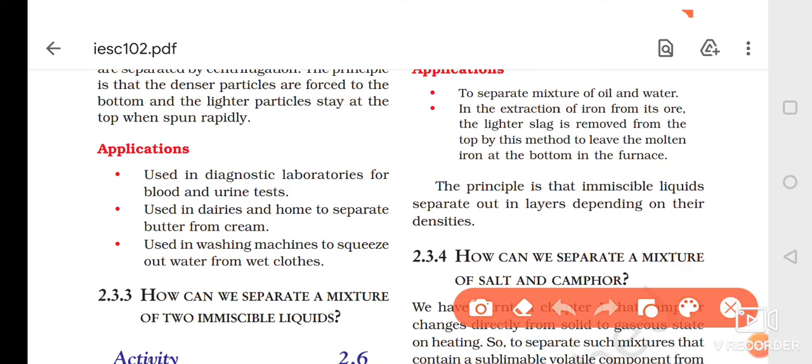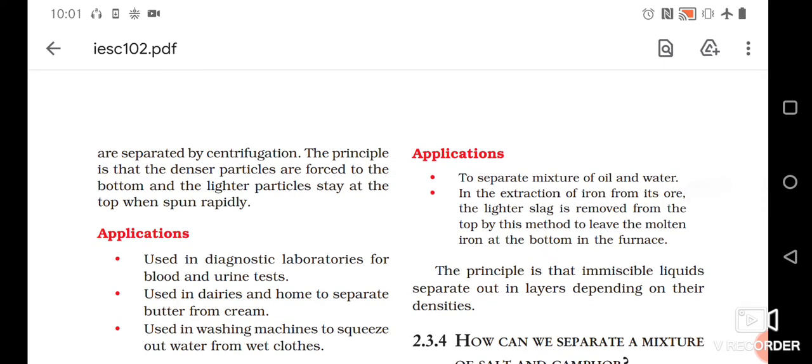We use centrifugation in laboratories to test blood and urine, in dairies to separate butter from cream, and in washing machines to squeeze out water from wet clothes. So in your washing machine at home, when you put the clothes in a dryer, it uses the principle of centrifugation only. The lighter particles will stay at the top when spun rapidly, and the heavier particles will move to the bottom. This is the principle given here.